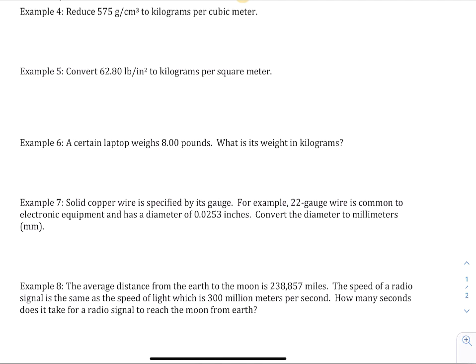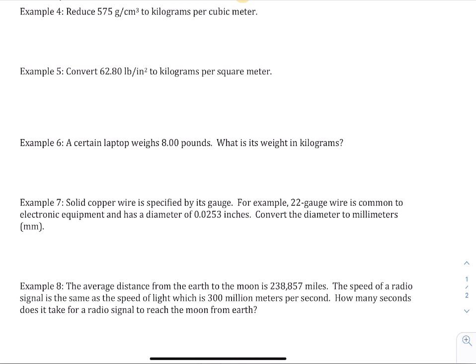I'm realizing that example 4 shows up again as practice 4 in your practice problems, but that's okay. You'll just get another chance to do this problem on your own. Example 4 is probably the most difficult one that we have because we do not have a direct conversion for us to use. We are trying to convert 575 grams per cubic centimeter into kilograms per cubic meter.